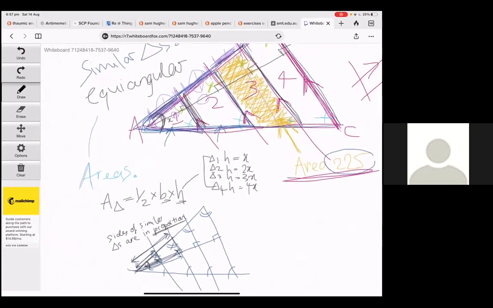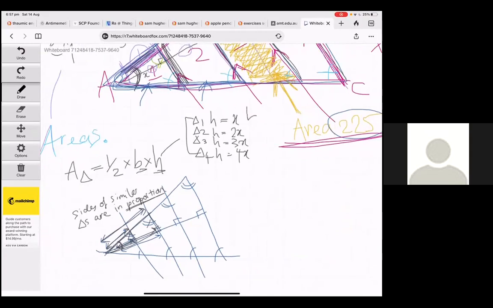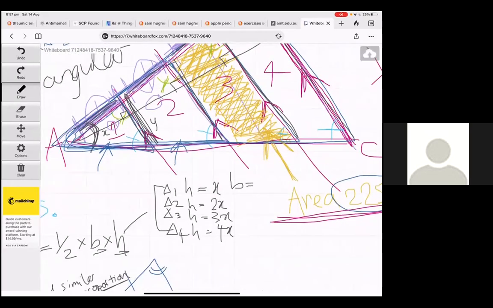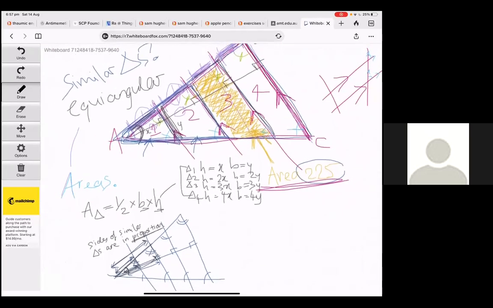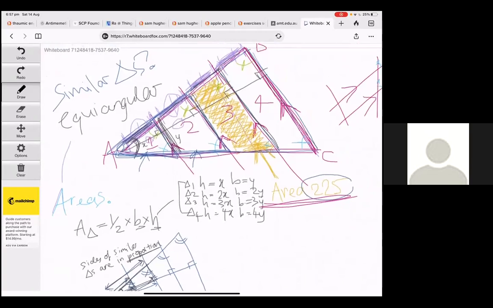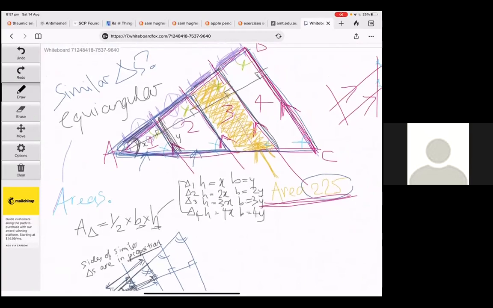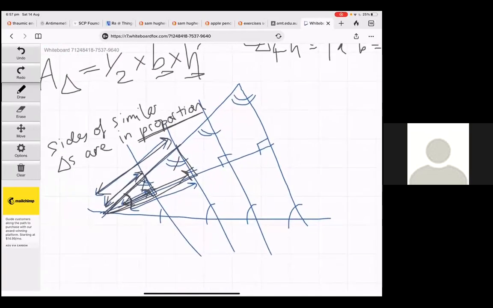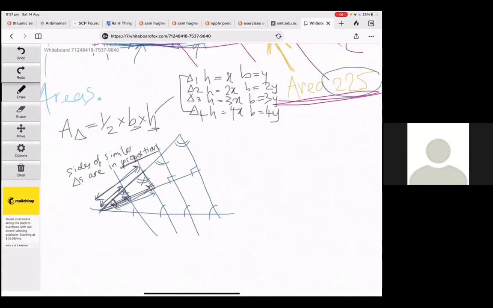And I could use a similar proof to show that actually the same thing happens for the bases. So if my base here is y of the smallest triangle, then my base for the second one is 2y. My base for the third one is 3y. My base for the fourth one is 4y. Okay, so this result is something that everyone probably believes because they know that similar triangles are just exactly the same triangle but scaled in all directions by a certain amount. But if you want an actual proof of it, we could use similar triangles again. So let's just draw the diagram one more time just to prove this last bit here.